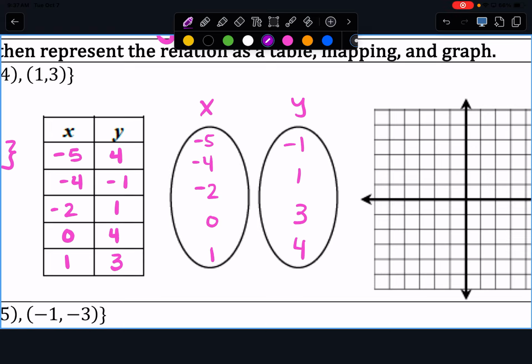So -5 goes with 4. So we draw the line to connect. -4 goes with -1. -2 goes with 1. Does it matter what order it goes in? I try to do them in numerical order just to make it easier. 0 goes with 4. And 1 goes with 3.